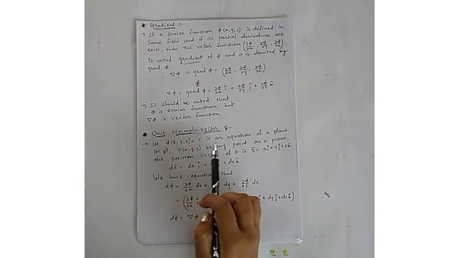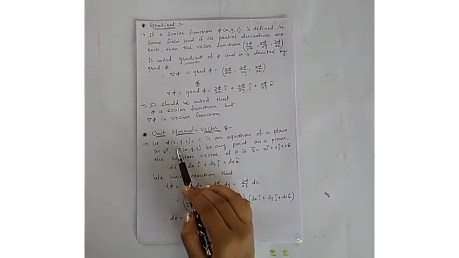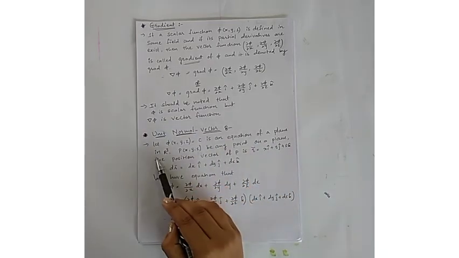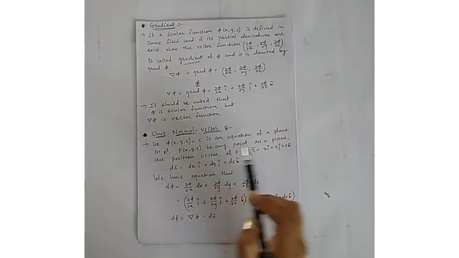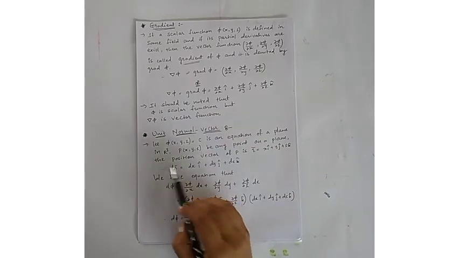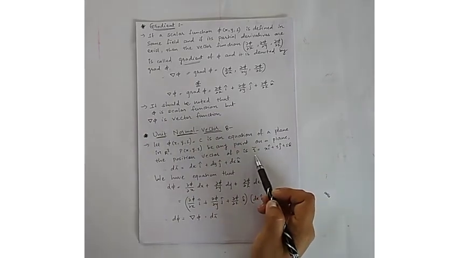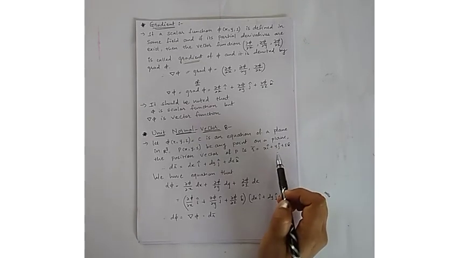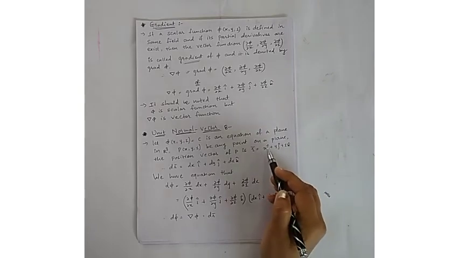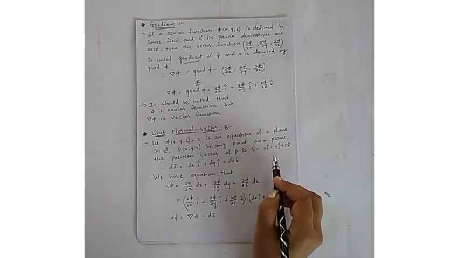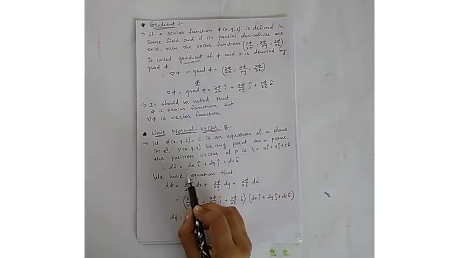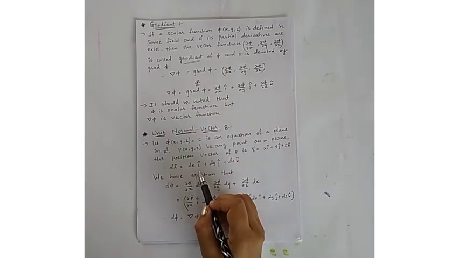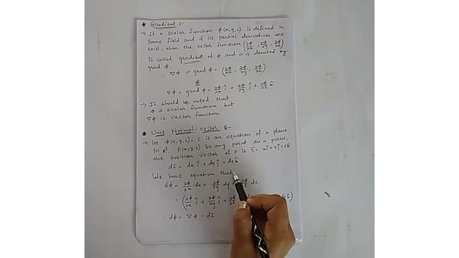So next is unit normal vector. Let phi of x, y, z is equal to c, where c is a constant, be an equation of a plane in R3, and P of x, y, z be any point on this plane. The position vector of P is r bar equal to x i caret plus y j caret plus z k caret. You can write it as r bar equal to (x, y, z) in ordered pair. So dr bar is equal to what? Taking derivative, it is dx i caret plus dy j caret plus dz k caret.